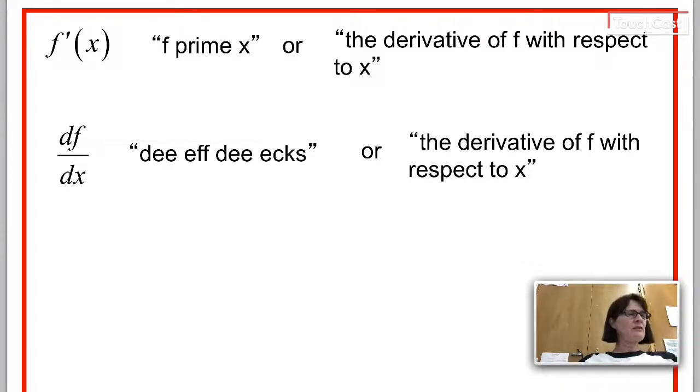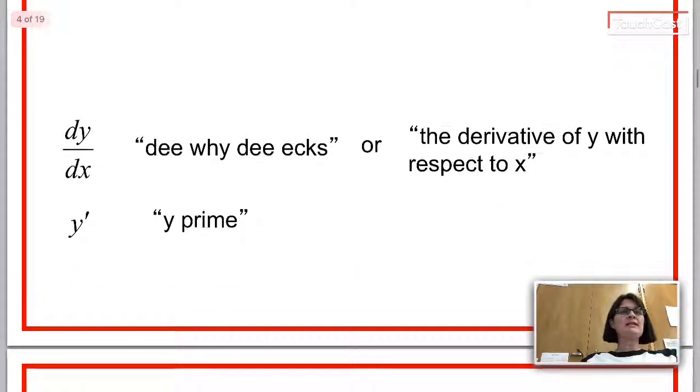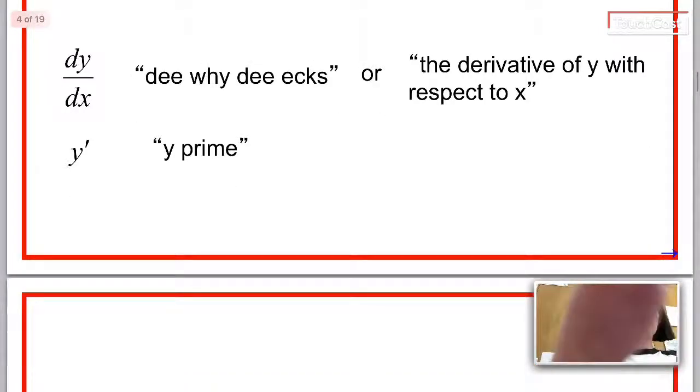It looks like a fraction. It's not really a fraction. We say df dx. Or again, you can read that the derivative of f with respect to x. You might use a y instead, so you could say dy dx, or the derivative of y with respect to x. You can also say y prime. These are all notations for the derivative of a function.